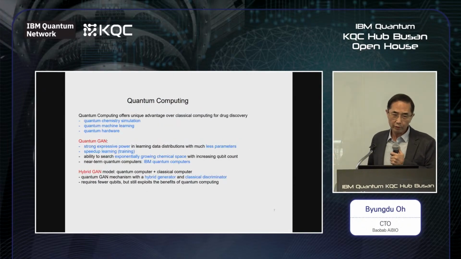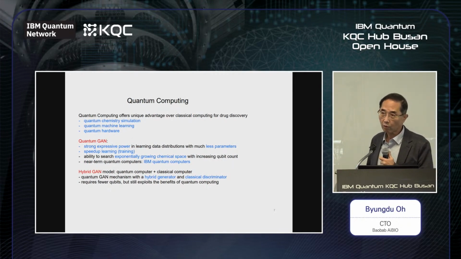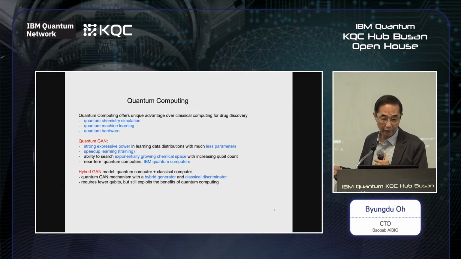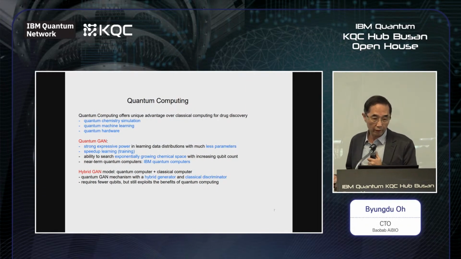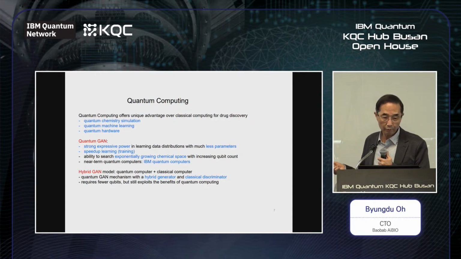So quantum computing can offer a unique advantage over classical computing for drug discovery by using quantum chemistry simulation as well as quantum machine learning. And also, the quantum hardware is getting improved. It is improving every day, like IBM is improving every day. So if we utilize a quantum computer, we can do our drug discovery more efficiently.